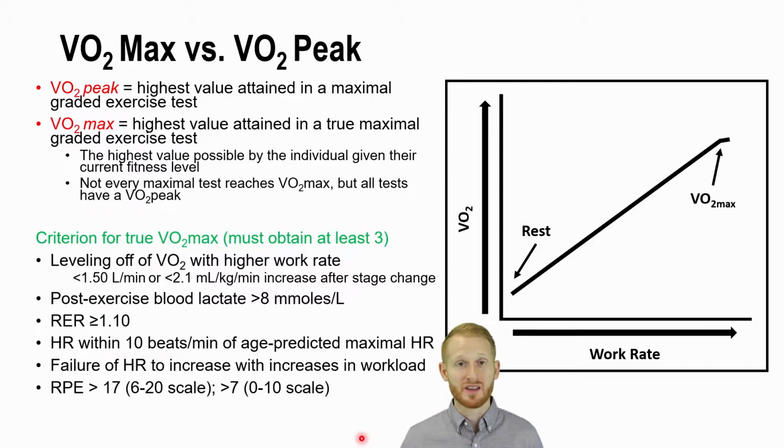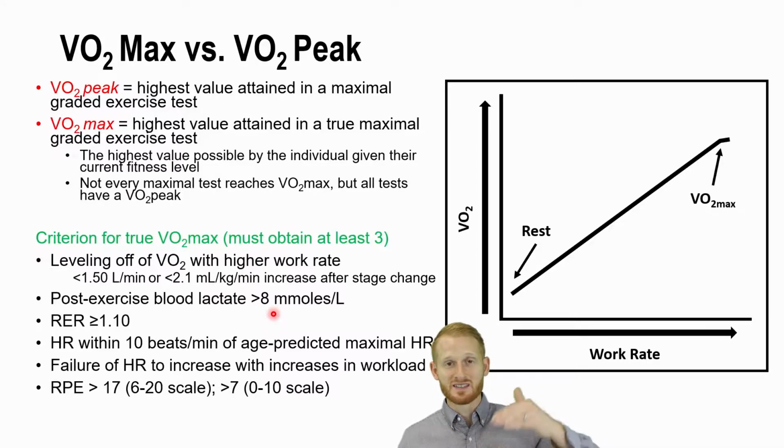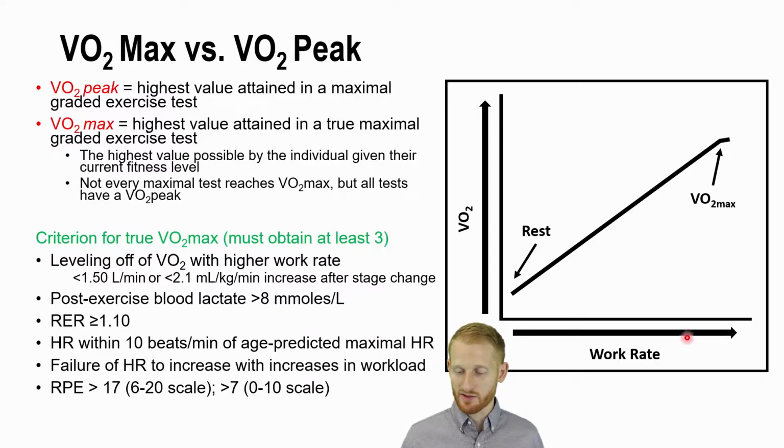That's one criterion. Another criterion is having a post-exercise blood lactate level of greater than 8 millimoles per liter of blood. So remember, when you get to really intense levels of exercise, like at the top of this work rate here, you start to utilize a lot of anaerobic metabolism as well as aerobic metabolism. So if you're using a lot of anaerobic metabolism because the intensity is so high, that suggests that you're somewhere near your actual max. And so if you're producing enough lactic acid in order to get your blood lactate levels above 8, that's suggestive again that you hit your true max.